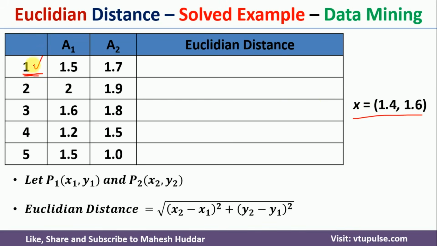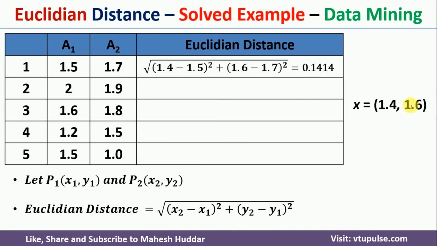Just to make sure that you don't get confused, I have replaced x1, x2, x3 with 1, 2, 3, 4, 5 over here. Now this is the first data point. You can say this one is x1 and this one is y1, and this will become x2 and this will become y2. So according to this formula, the square root of (x2 minus x1) squared. x2 is what here? 1.4. x1 is 1.5. So that is (1.4 minus 1.5) squared plus y2, that is (1.6 minus 1.7) squared. Every time this x2, y2 will remain the same, but this x1, y1 will change. So that is how you need to find the distance.